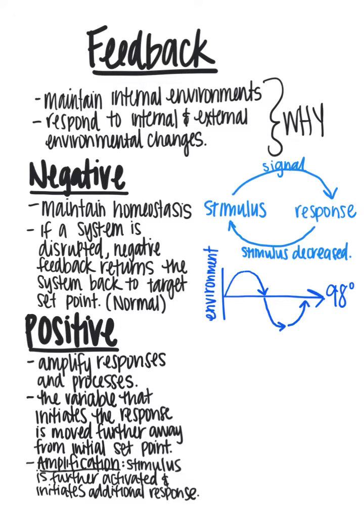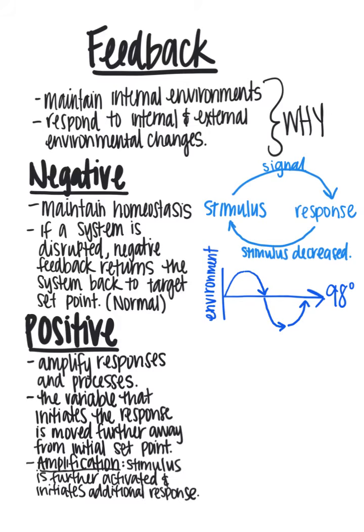Now, positive feedback loops are used to amplify responses in processes. So this is used in order to respond to either internal or external environmental changes. The difference here is that the variable that we're talking about that's going to initiate the response is actually going to be moved further away from that initial set point.